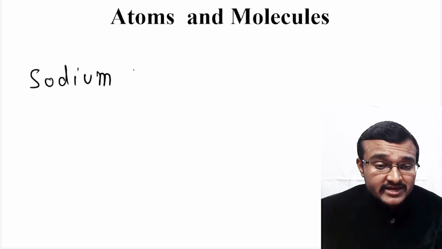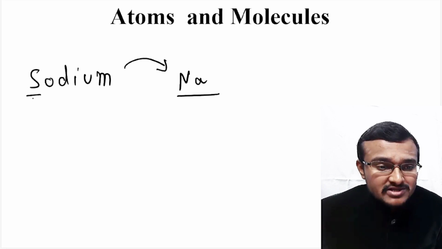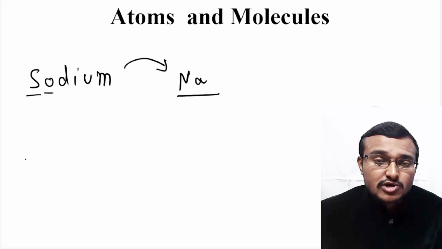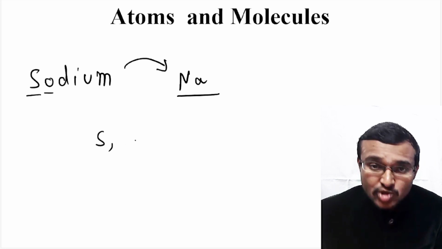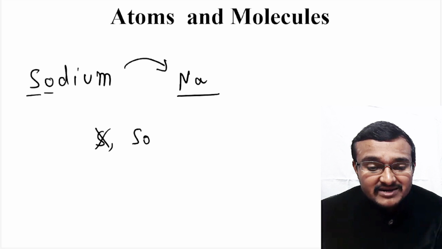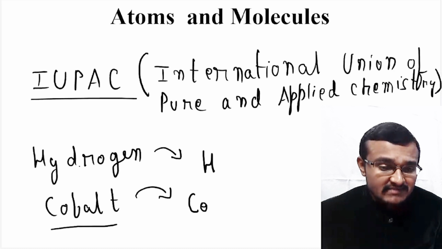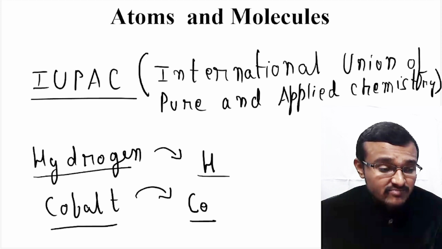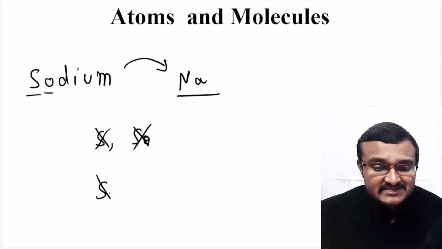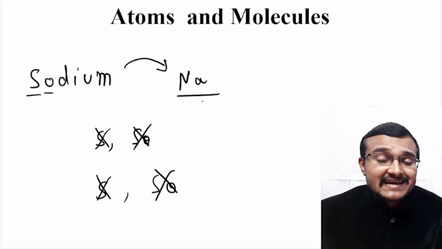There are certain exceptions as well. For example, if we consider sodium, sodium has Na as its symbol. Here S is not the symbol of sodium, and SO is also not considered as the symbol of this element. If we see the previous examples, hydrogen has H as its symbol and cobalt has Co as its symbol. But sodium doesn't have S as its symbol, and also doesn't have So as its symbol. But sodium has Na as its symbol.